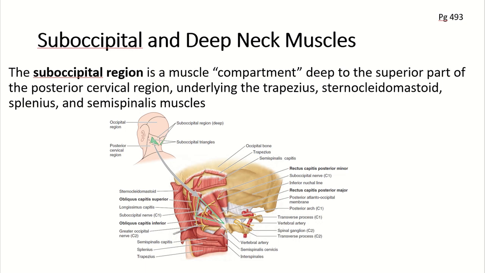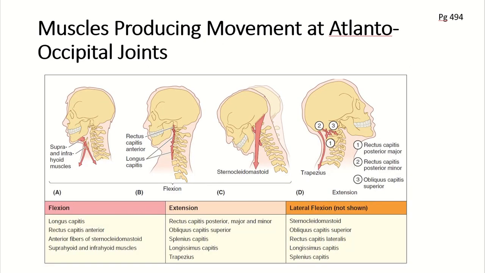I'm going to skip the slide on the suboccipital and deep neck muscles. It's a bit too in-depth, but you'll get to see that if you go into med school. I just want to finish off with this last slide on the muscles producing movement at the atlanto-occipital joint. Most commonly here, we can split them into flexion and extension. In this case, you'll see those muscles contracting in a bilateral fashion. But if they act unilaterally, so on just one side of the body, you're actually going to get lateral flexion, so moving to either the left or the right side.